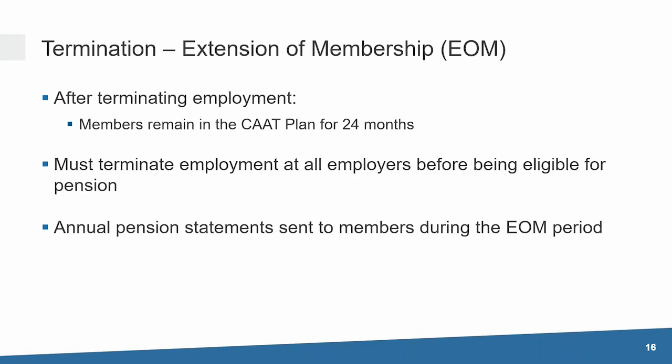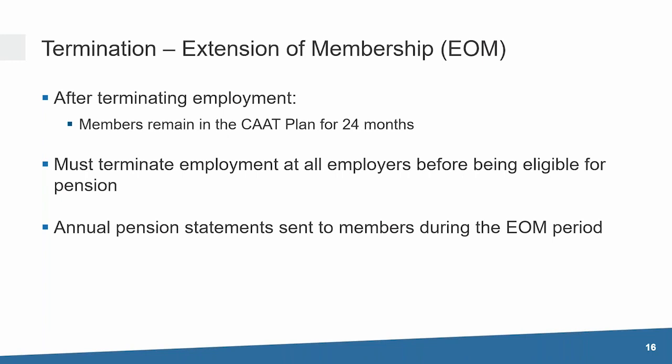The first stage of termination is extension of membership. Following the termination of employment, a member who is not eligible to retire at the date of termination will enter the 24-month extension of membership period called EOM. When a member terminates employment with their employer, they are not terminated from the CAAT plan.